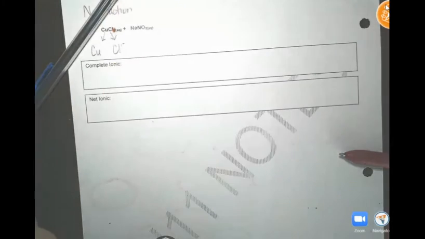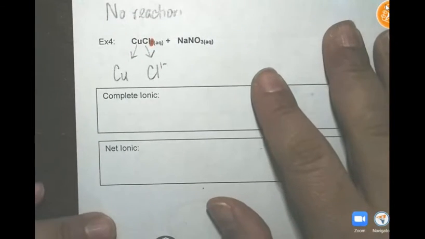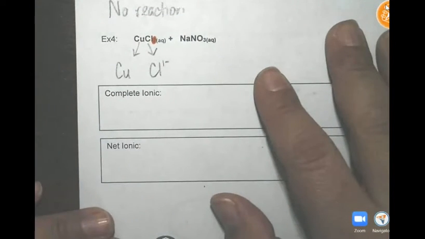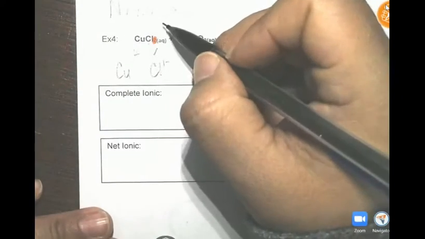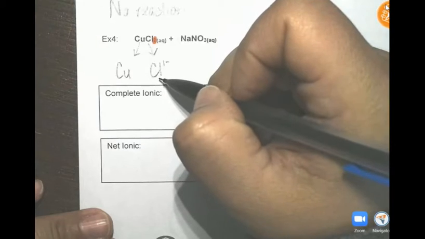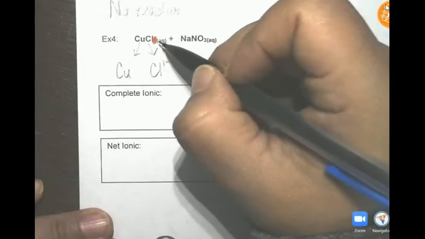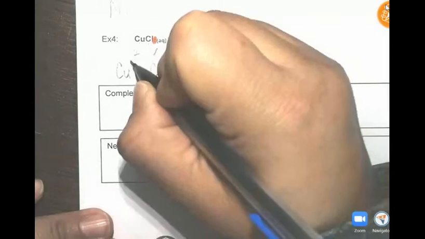Remember, that 2 is going to be important. That 2 is going to be important because it's not a part of the ion, but it's a part of making it cancel to make an overall charge of 0. So the charge on Cu can be 1 plus or 2 plus. It has to be 2 plus because I need 2 Cls.